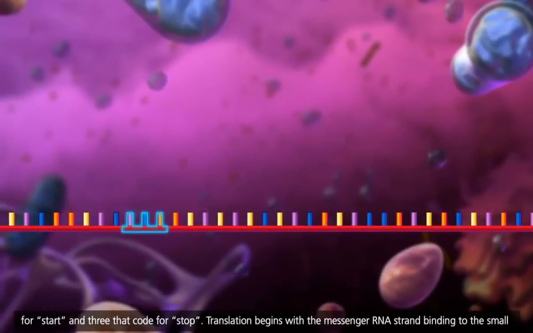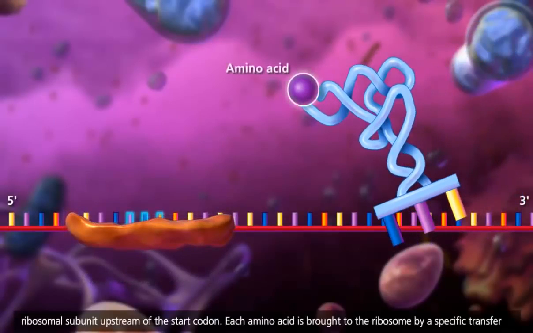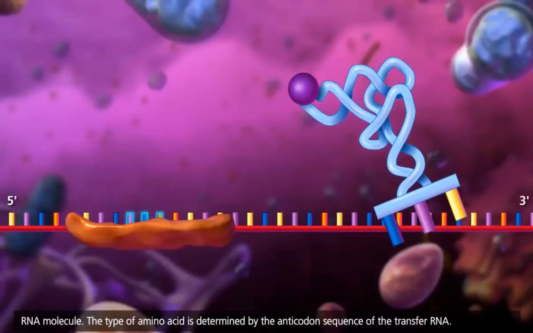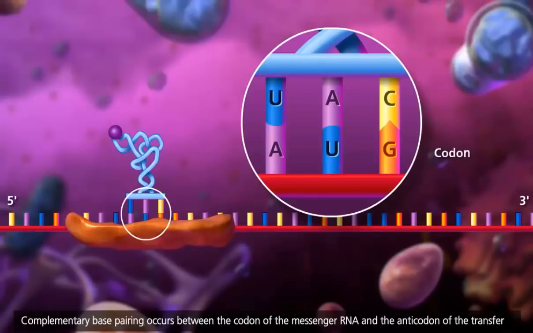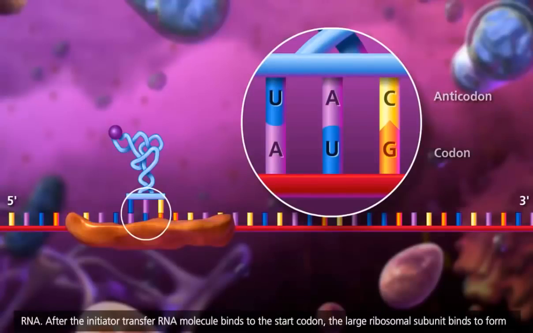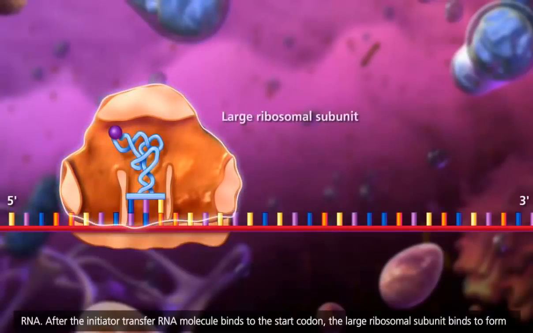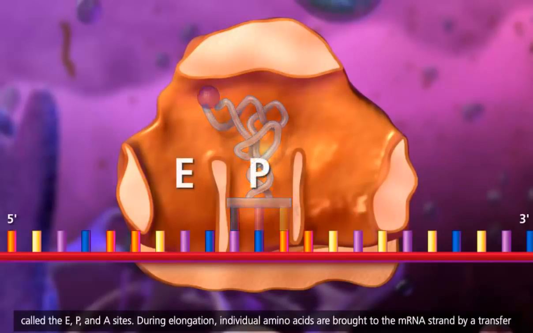Translation begins with the messenger RNA strand binding to the small ribosomal subunit upstream of the start codon. Each amino acid is brought to the ribosome by a specific transfer RNA molecule. The type of amino acid is determined by the anticodon sequence of the transfer RNA. Complementary base pairing occurs between the codon of the messenger RNA and the anticodon of the transfer RNA. After the initiator transfer RNA molecule binds to the start codon, the large ribosomal subunit binds to form the translation complex, and initiation is complete. In the large ribosomal subunit, there are three distinct regions called the E, P, and A sites.